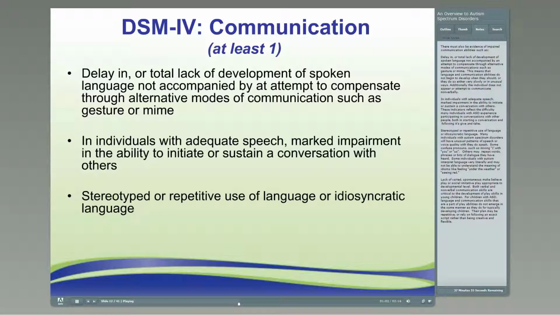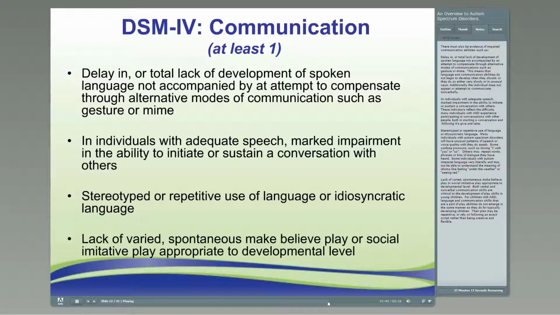Stereotyped or repetitive use of language or idiosyncratic language. Many individuals with autism spectrum disorders will have unusual patterns of speech or voice quality when they do speak. Some confuse pronouns, such as mixing I with you or us. Others may repeat words, phrases, or bits of dialogue they may have heard. Some individuals with autism interpret language very literally and may not be able to understand the meanings of idioms like feeling under the weather or seeing red.